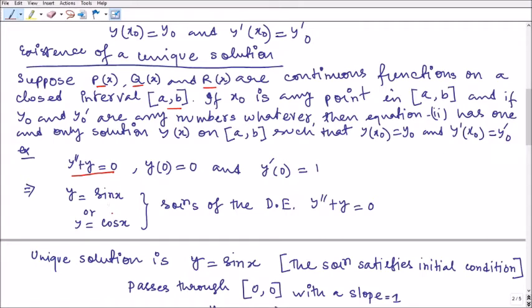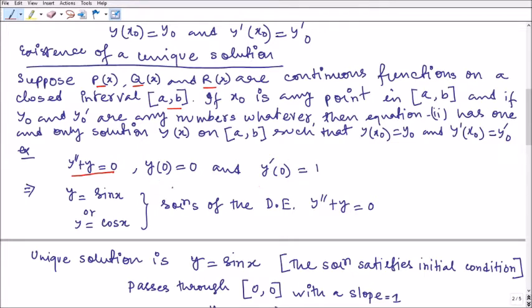Now from these two solutions, we have to find out which is the unique solution of this differential equation. The nature of these two functions is different, so it will depend on the initial conditions. Suppose the initial value problem is this differential equation with y of 0 equal to 0, that is the origin 0, 0, and the slope at the origin, that is y dash at x equal to 0, is equal to 1. So we have to check which solution satisfies these initial conditions.